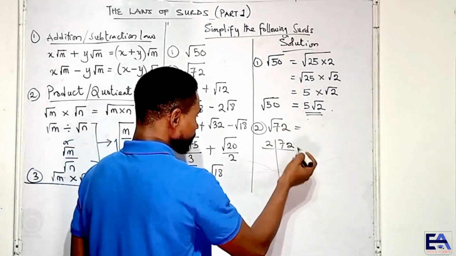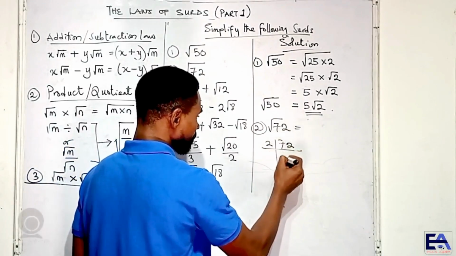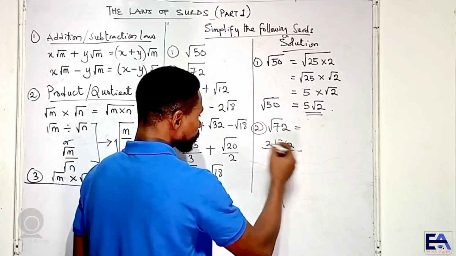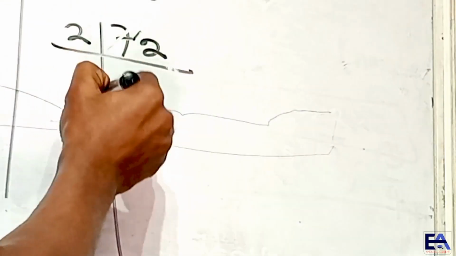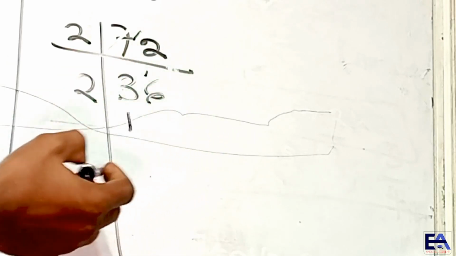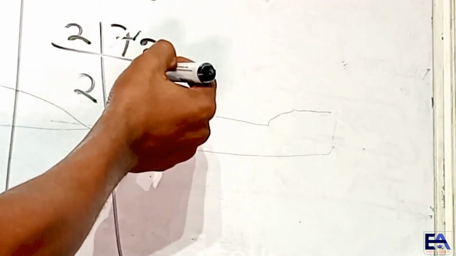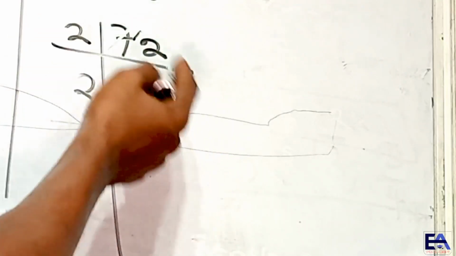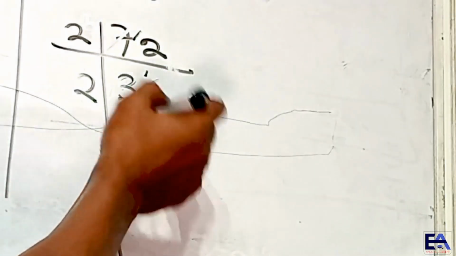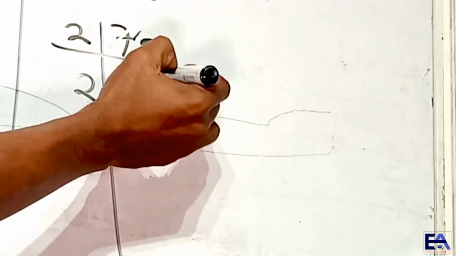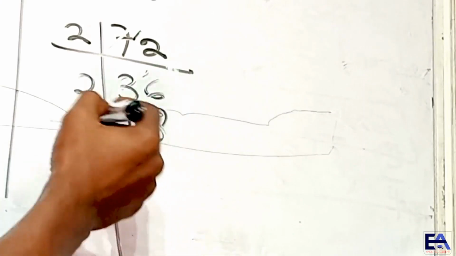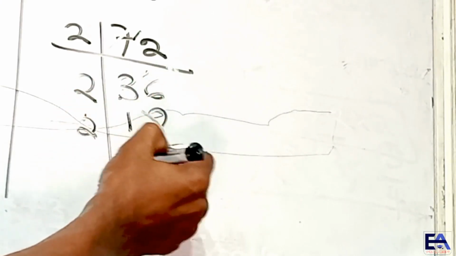So 2 goes in 72: 2 can go in 7 3 times, then remains 1. Attach that 1 to the 2, and that will give you 6. So 2 goes in 36: 2 in 3 is 1, remaining 1. With that 1, attach it to 6, making 16. I don't want to go down that explanation, but just pick it up as 1 and attach it to 6, making 16. 2 in 16 will give you 8. Okay, good. So 2 again goes. 2 in 18 is 9.